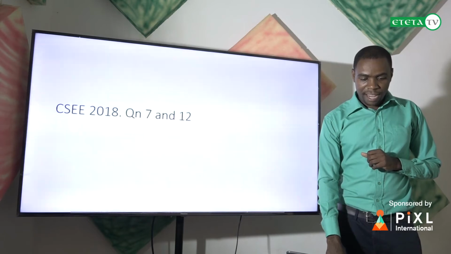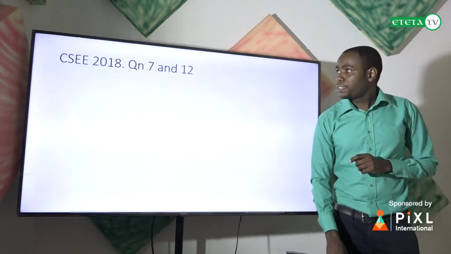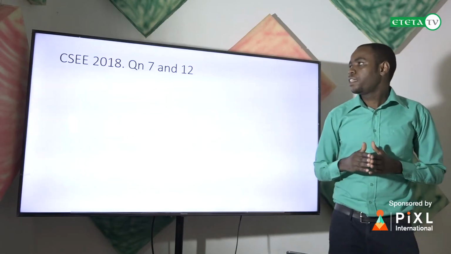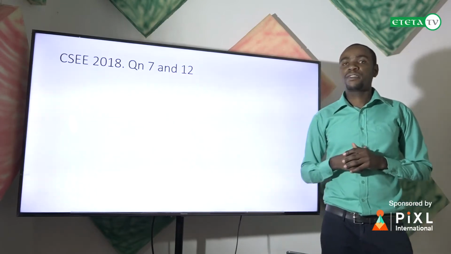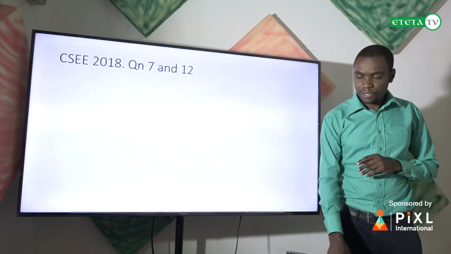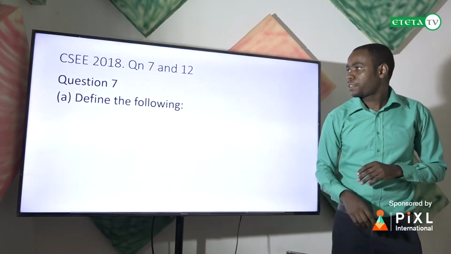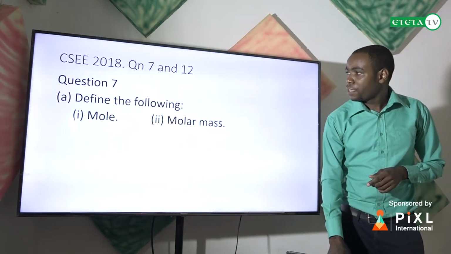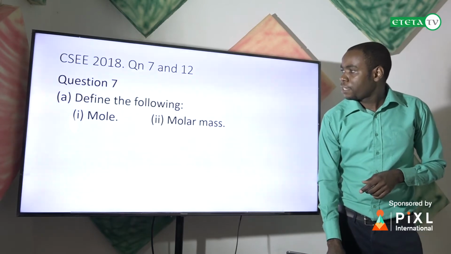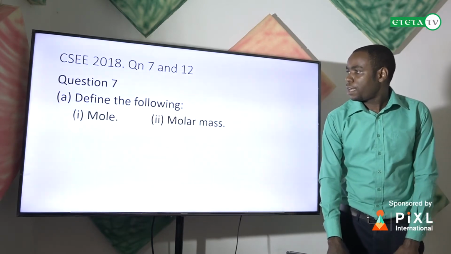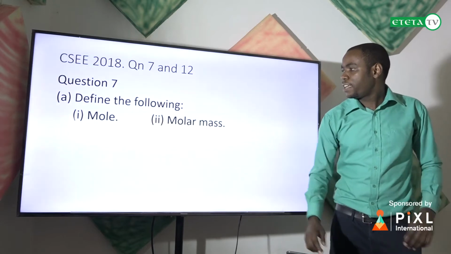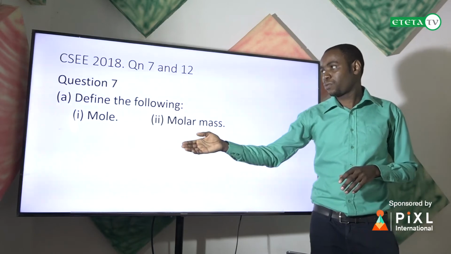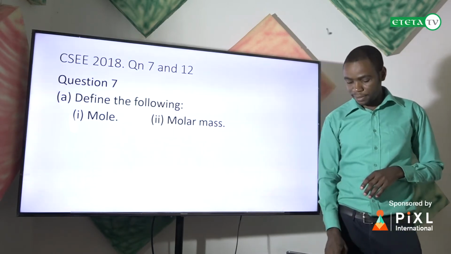After obtaining this, now CSEE 2018. Here there are 2 questions, question number 7 and question number 12. Starting with question number 7. The question says, define the following. Number 1, mole, and number 2, molar mass. So we have been asked to define mole and molar mass.